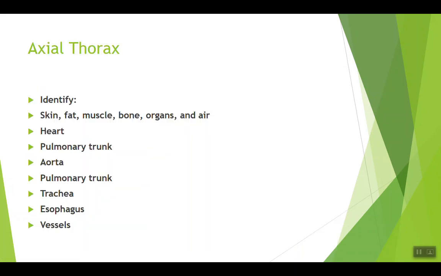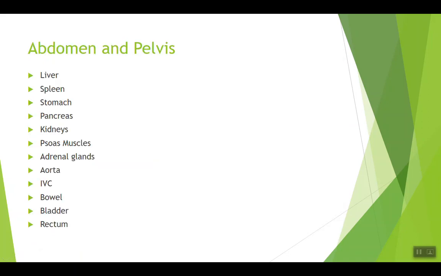Let's make sure we got it all. I think we did. It's pretty quick. Yeah, we did. Let's go to abdomen. Looks like a lot, but we'll cover it pretty quick. So liver, spleen, stomach, pancreas, kidneys, psoas muscles, adrenal glands, aorta, IVC, bowel, bladder, and rectum. Doesn't sound like that much, does it? It's all stuff you already know.